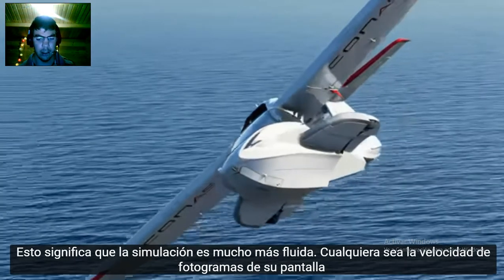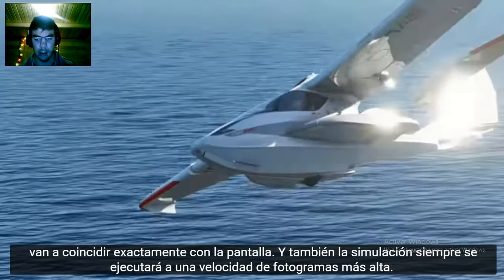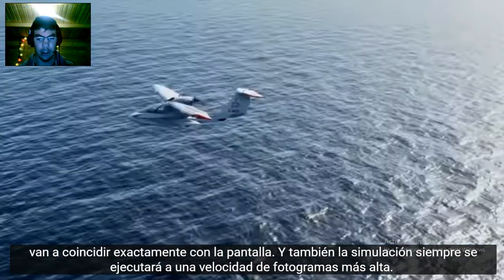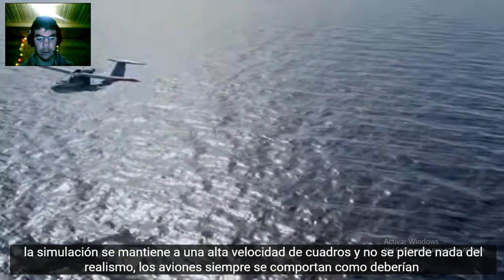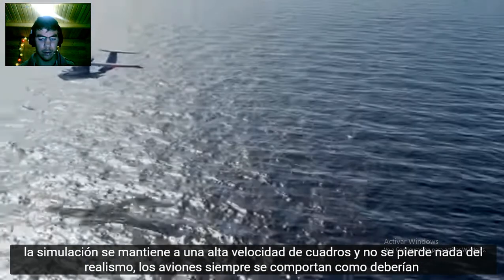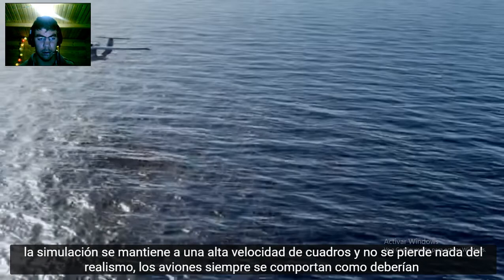Whatever the frame rate of your display, even if you have slower frame rates, frames are exactly going to match the display. And also the simulation is always going to run at a higher frame rate. So even if your frame rate goes down, the simulation stays at a high frame rate and you don't lose anything of the realism. Planes always behave as they should, whatever the frame rate.